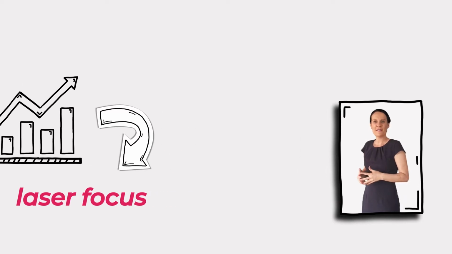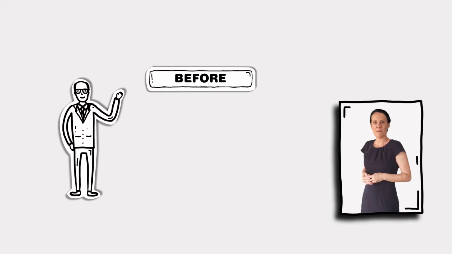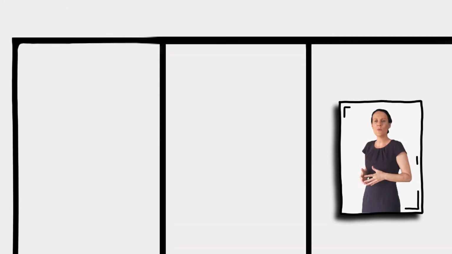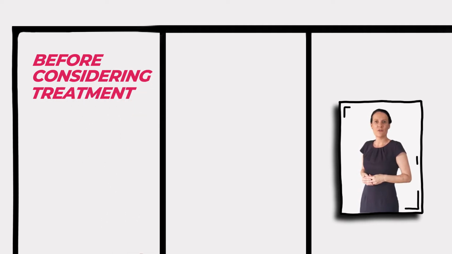We'll be looking at the 3 stages a patient goes through with your practice: before they're considering treatment, during the time they're evaluating who they'll have treatment with, and after their decision to start treatment. Stage 1 is the before considering treatment stage. The first step is to define your target market.